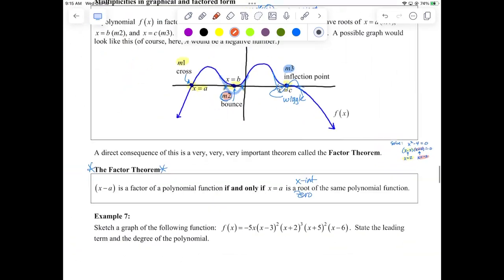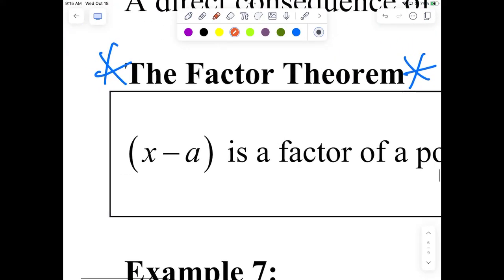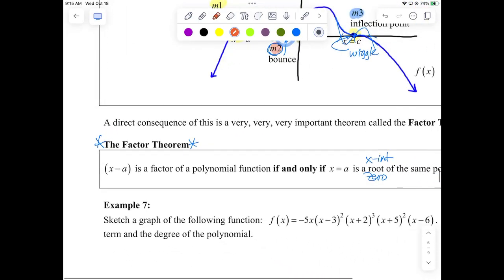That's the factor theorem. It works both ways. If x minus a is a factor, then x equals a is a root. And if x equals a is a root, x minus a is a factor. So if you know a factor, you know a root, and if you know a root, you know a factor. Very good.